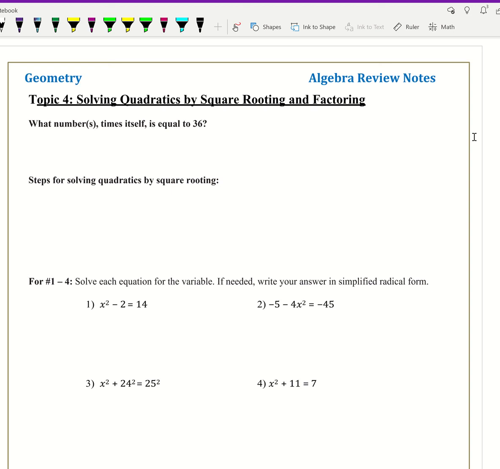All right, so for topic 4, we're going to be looking at solving quadratics by square rooting and factoring. So in Algebra 1, you heard the term quadratics. You may or may not remember it. Quadratics are expressions that have an x squared or a y squared. Usually it's an x squared, that's the most common variable. The highest power is 2 of x. So the highest power of the input, which in this case is x, is 2 for a quadratic.